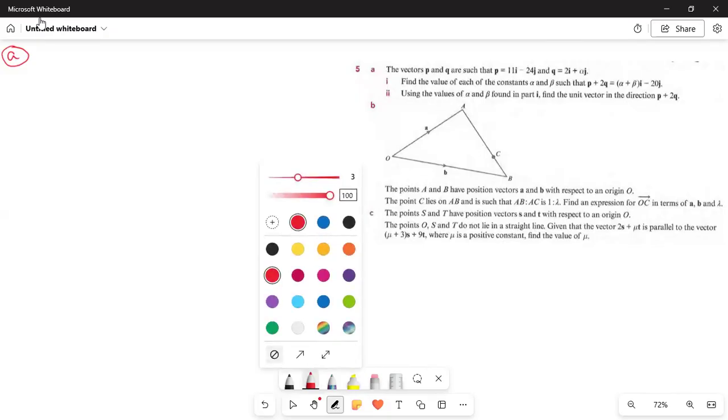Make it a little bit thin. This looks a bit too much.